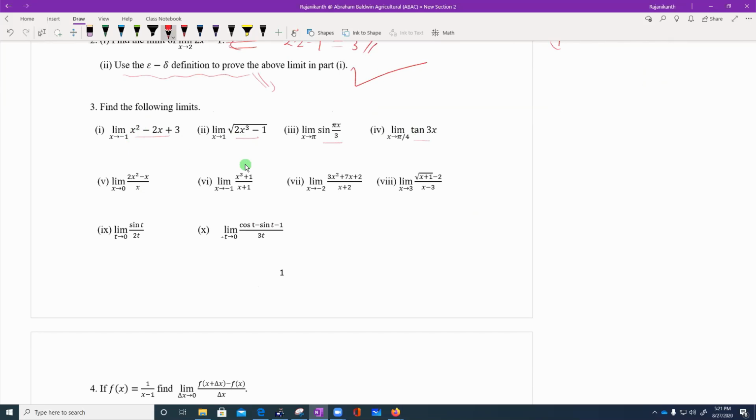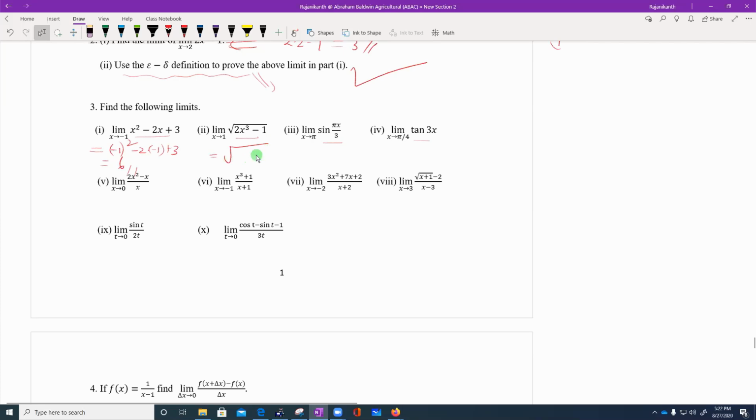Okay, let's go through very quickly. The first one is very simple. Simply plugging -1 into your polynomial. -1 squared minus 2 times -1 plus 3. What's the answer? 6. -1 squared is +1, here +2, which is 3, plus 3, 6. Okay, good.